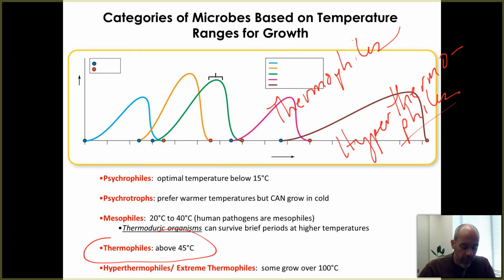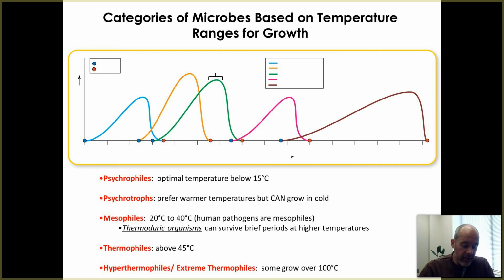And the hyperthermophiles are your extreme thermophiles. Some of those actually grow and thrive at temperatures over 100 degrees Celsius. 100 degrees Celsius is 212 Fahrenheit. What's the significance of 100 Celsius? That's your boiling point of water. So there are microbes that thrive in temperatures above the boiling point of water. So lots of diversity among microbes in terms of their temperature preferences.